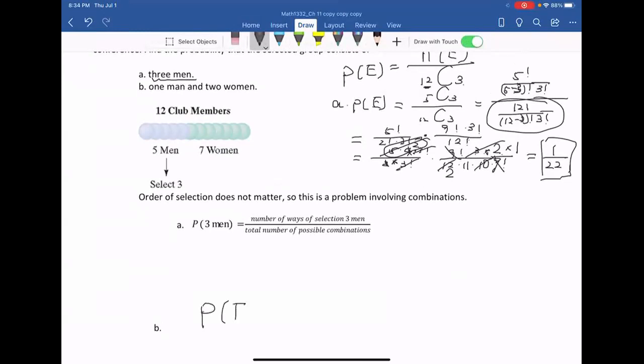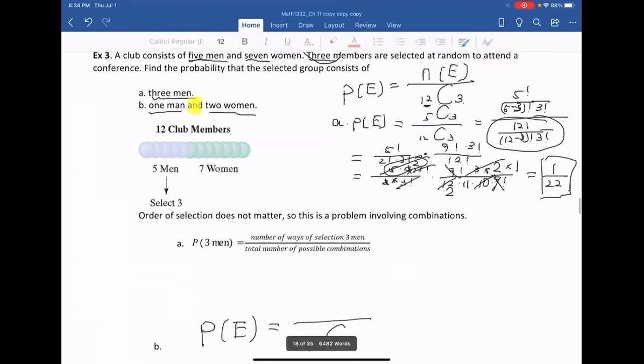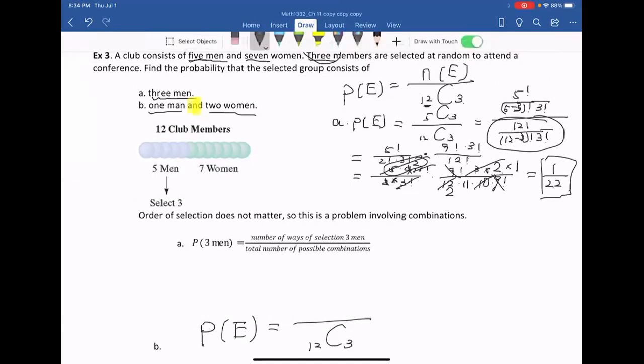The probability of this event equals, the bottom is still 12C3. And for one man and two women, you see 'and'. If you see 'and', you multiply. So the top part needs to multiply the number of ways to select one man and the ways to select two women. We know that we have 5 men, so we select one man from 5 men, and multiply, because this is 'and', 2 women from 7 women.